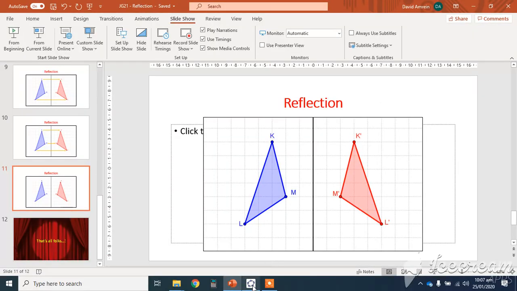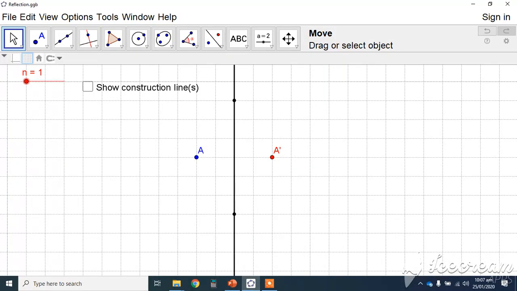Right, let's get out of here and into GeoGebra and chat more about reflection. So here we go. Let's start off with just a single point. Point A has been reflected across this mirror line to get A dash, right? Now, if it's just a single point, keep in mind that if we are 3 squares away from the mirror line, then A dash has to be 3 squares away from the mirror line, all right? So let me just show you what I mean. If A is 3 squares away from the mirror line, so is A dash, right?